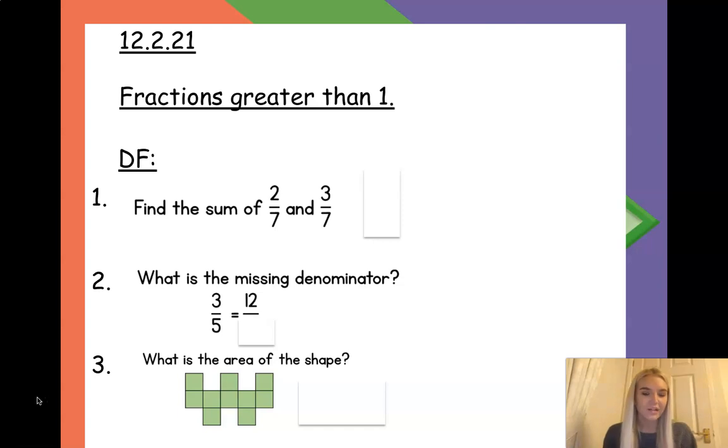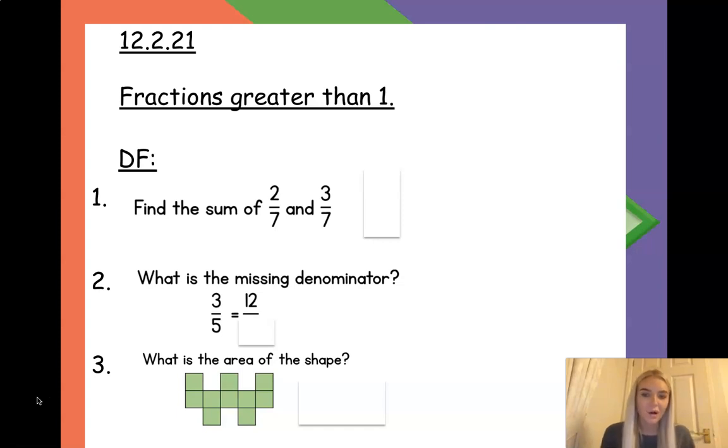So today we are going to be looking and exploring fractions that are greater than 1. And before we start that lesson today, I have some daily fluency questions for you. These should take you no more than 2 minutes. So pause the video and write your answers down, please.